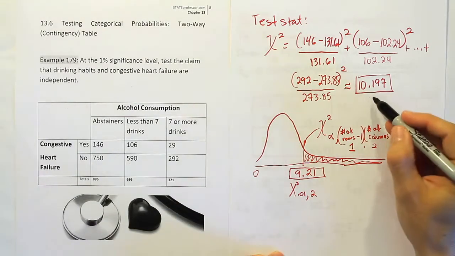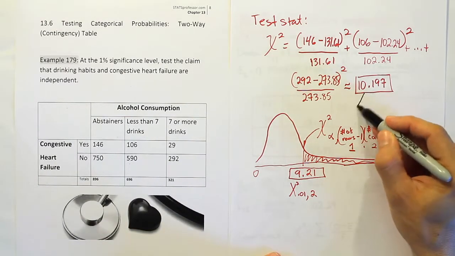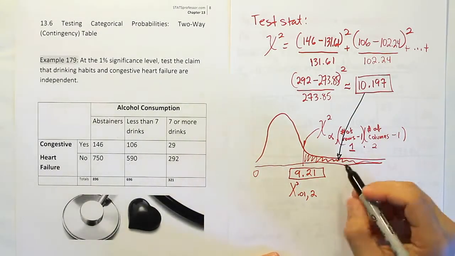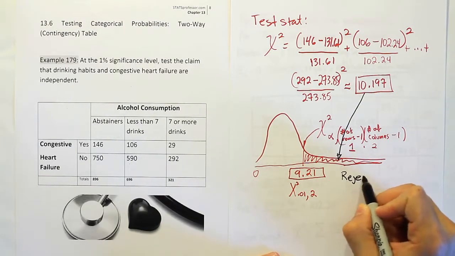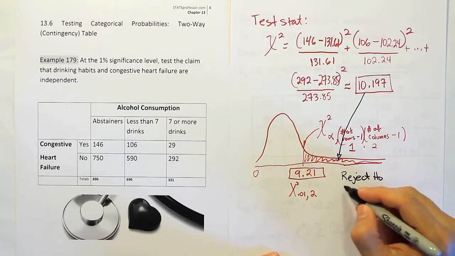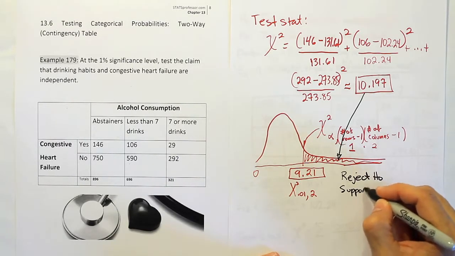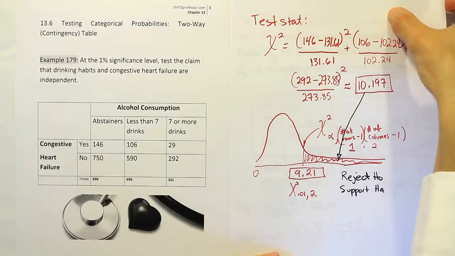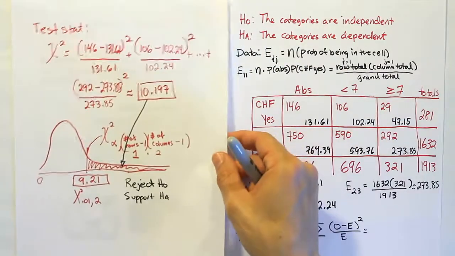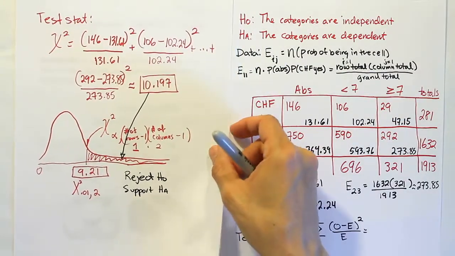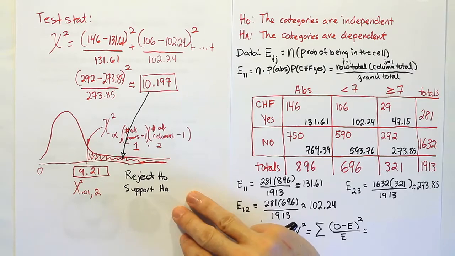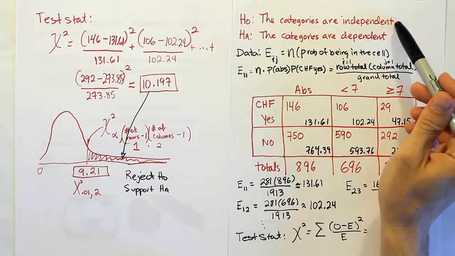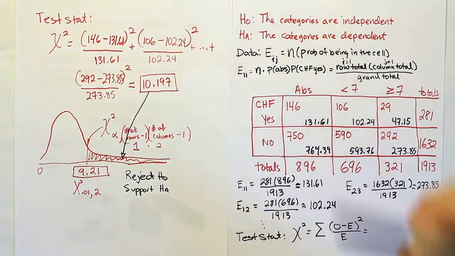And so we're going to say, hey, this value is going to land in our rejection region. That means our overall conclusion for the problem is that we should reject H0 and therefore support HA, right? And what does that mean in this particular problem? Well, let's take a look at our H0 and HA. If we are rejecting H0, we're saying the 2 categories are not independent, and if we're supporting HA, we're saying they are dependent.